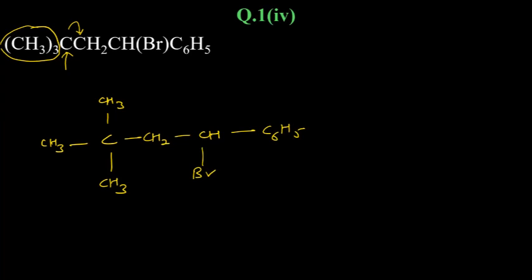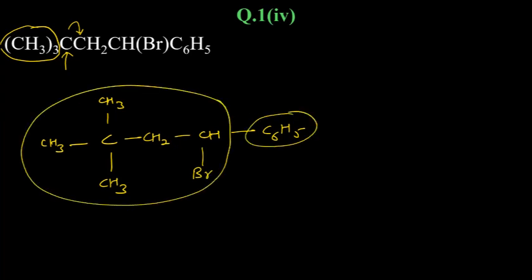Now remember, I told you that if there is any branching in the benzene ring attached chain, so this chain is first of all of 4 carbons. That's why this will be the main chain. Moreover, it has branching. It has halogen group also. So this will be the main chain. It means C6H5 will be the branch and it will be treated as phenyl, not benzene.